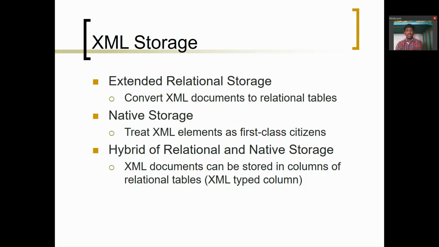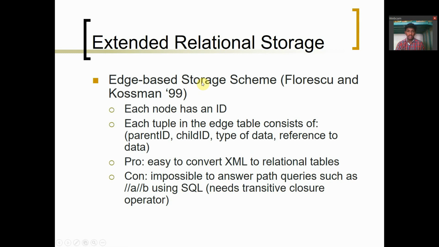Now we are going to see extended storage in detail. The extended storage scheme was written by Florescu and Kossmann. Each node has an ID. Each tuple in the edge table consists of parent ID, child ID, data type, reference, and so on. Its advantage is that it is easy to convert XML to relational tables, but the disadvantage is that it is impossible to answer path queries such as SQL. So SQL is difficult to maintain in this extended relational storage.